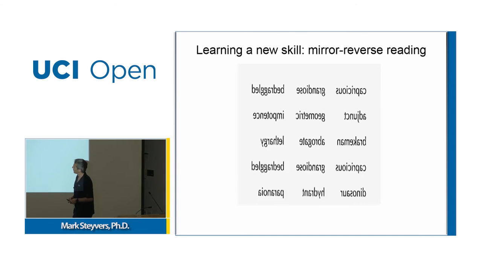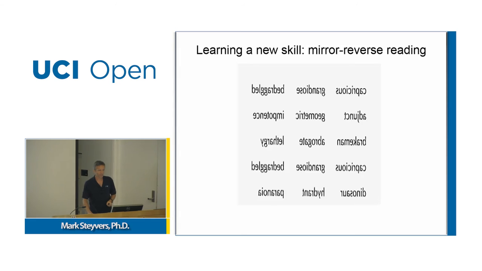So here's another task that can test your implicit memory system. This word is written in mirror reverse, so you have to read from right to left. So what word is spelled here? Bedraggled. Okay, very good. How about this word? Grandiose. Okay, how about this one? The third one? Capricious. Okay, now let's go over here. What's written here? It's bedraggled again, right? Was that easier the second time you did it? Maybe.